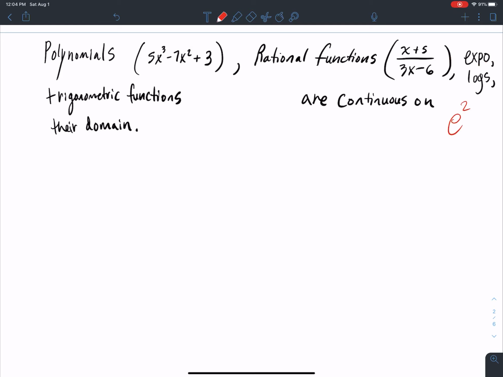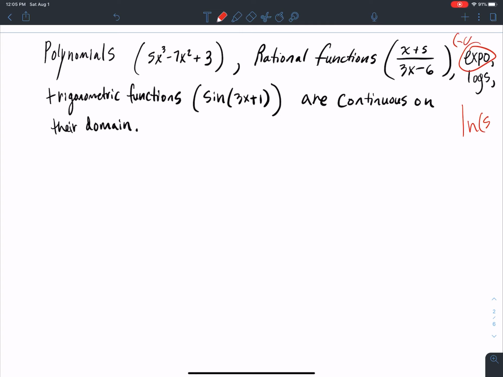Exponentials are like e to the 2x or e to the negative x squared, whatever, okay? 5 to the 7x, just something, right? So an exponential is where the base is fixed and the exponent is the variable. Logarithms, you know what a logarithm is, like log 3x, whatever. Natural logs, ln 5x, or whatever. So logarithms are continuous on their domain.